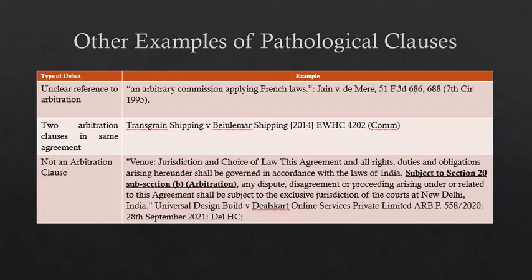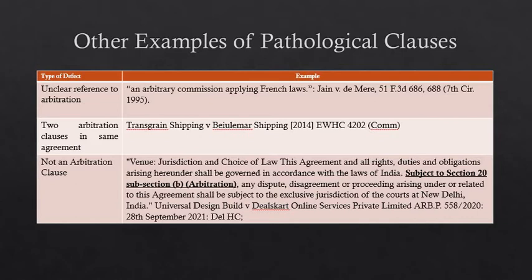I am not quoting the entire arbitration clause here because it's very lengthy, or because there are two arbitration clauses, right? In fact, a similar fact situation arose when I was vetting an agreement way back in 2012 or 13, where one of the two arbitration clauses provided for reference to Indian Council of Arbitration, and the other arbitration clause in the very same agreement, but in a different part of the agreement, provided for reference of the dispute to Singapore International Arbitration Center.